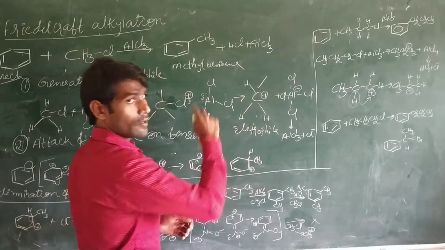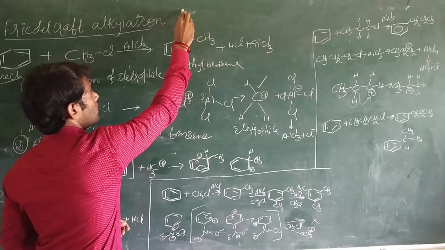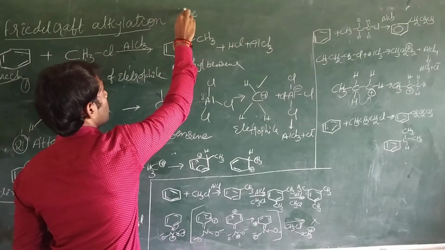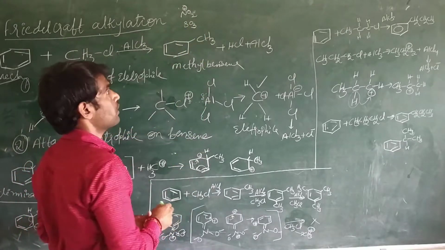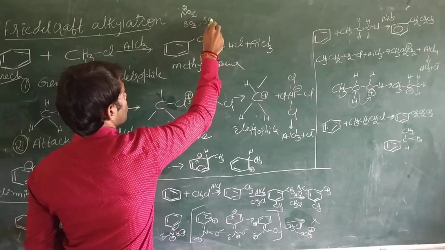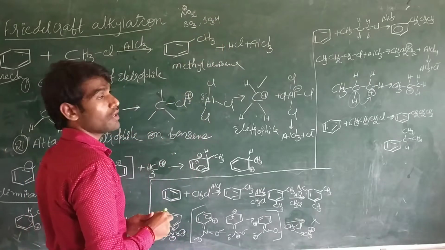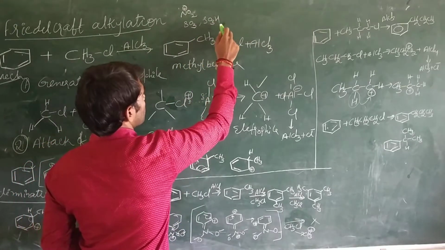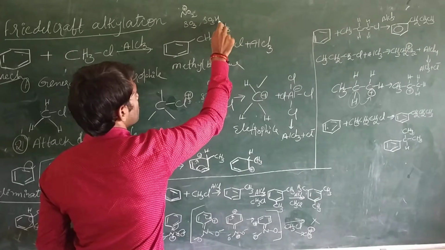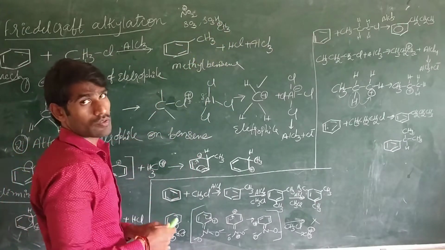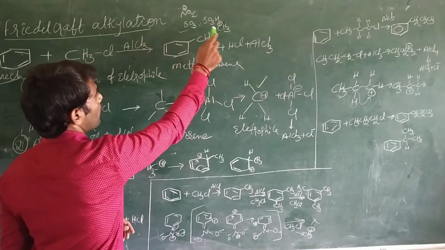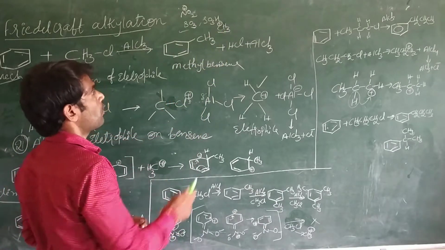In our first nitration reaction, NO2 plus is an electrophile. Next, SO3 or SO3H plus is an electrophile. Now in the third reaction, CH3 plus is an electrophile. All these molecules are carrying positive charge. Either it is a neutral molecule or a positively charged molecule.